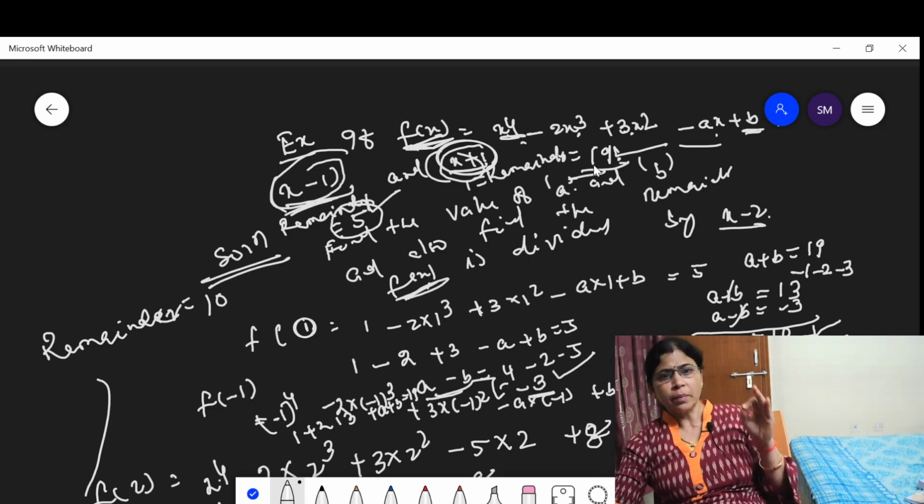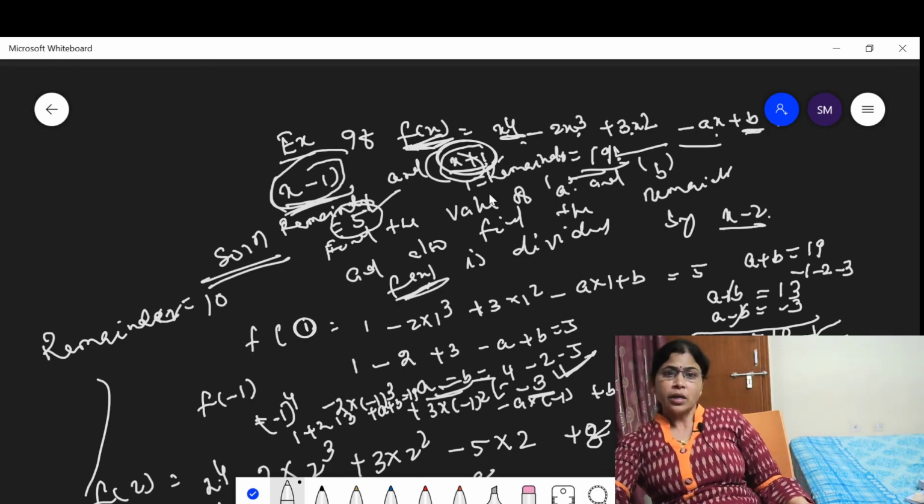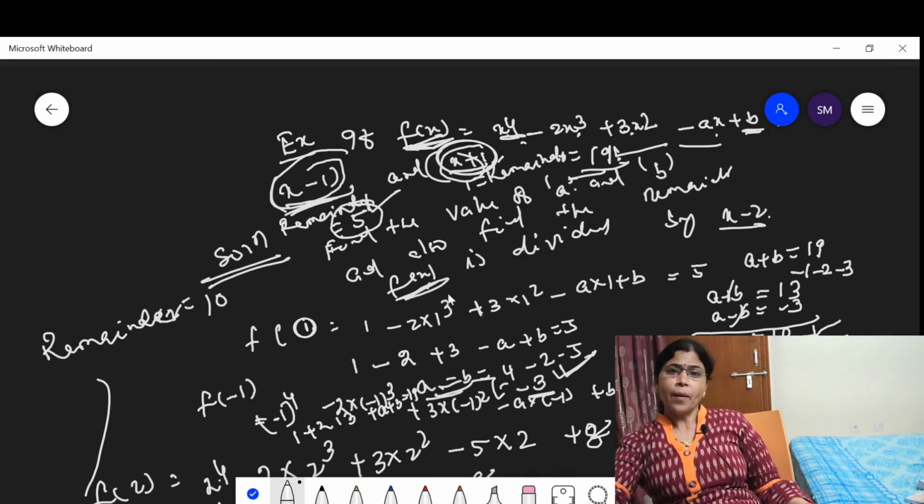Then according to the remainder theorem, when f(x) is divided by x minus 1, f of 1 is the remainder. Here f of 1 is equal to a minus b is equal to minus 3. Another condition is given, when f(x) is divided by x plus 1, the remainder is 19, means f of minus 1 is equal to 19. By solving these two equations, we get the value of a is 5 and b is 8.